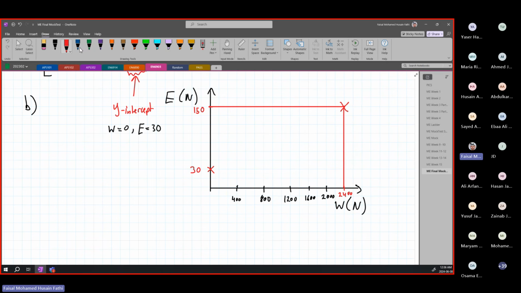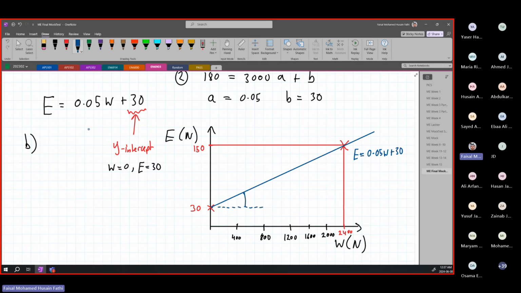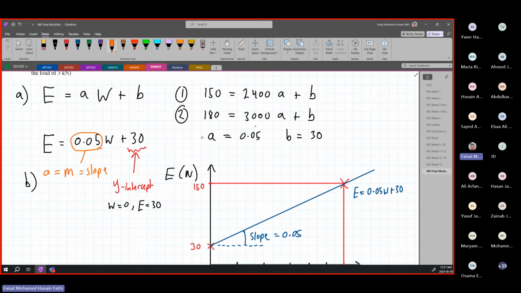All right. So this is your point from 2400 and 150. And then you're just going to draw your line of the curve from the 30 to that point, from these 2 points. You're going to draw a line through both. And this is your equation of the line. So the equation of this line is E equals 0.05 W plus 30. And you can mention that the slope is equal to 0.05. Remember, the slope is this value over here, which is your M. It is slope, or even your A value that we have found from earlier, which is this value, right? This is your slope value, all right?